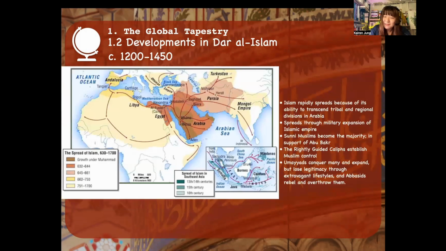All right, so how did Islam spread? Islam spread rapidly because it was able to transcend tribal and regional divisions in Arabia. It was, much like Buddhism, an equalizing force. Everyone was equal before God.